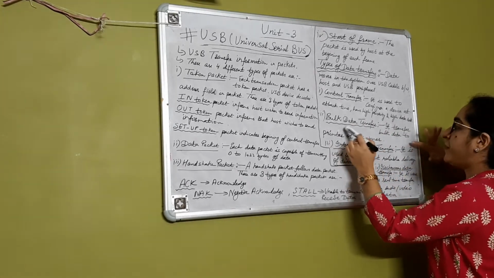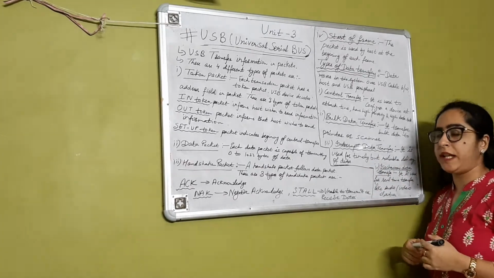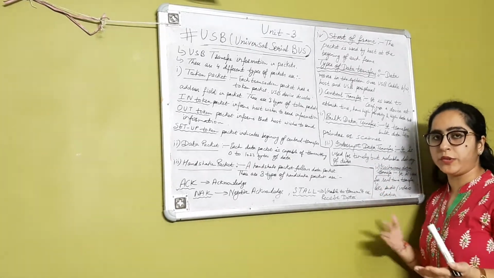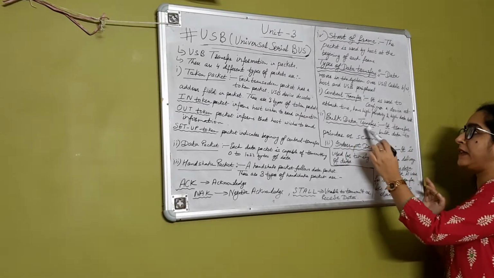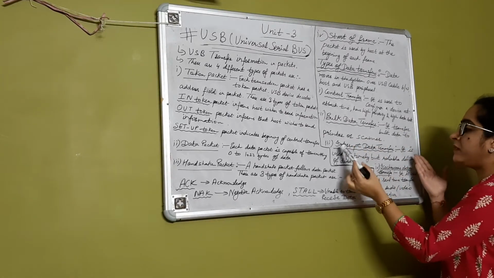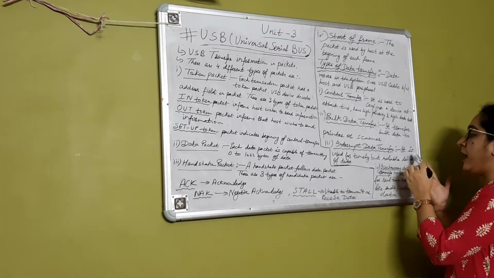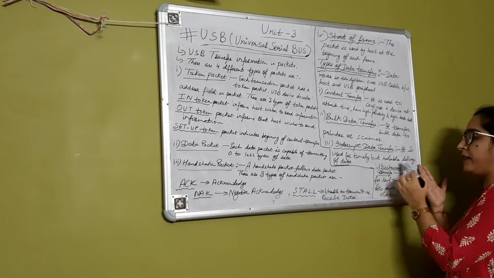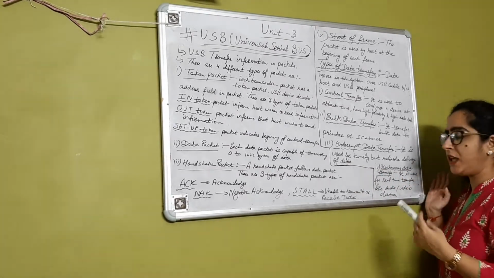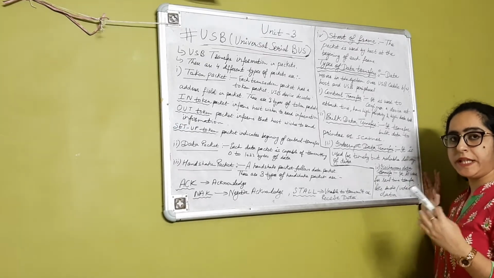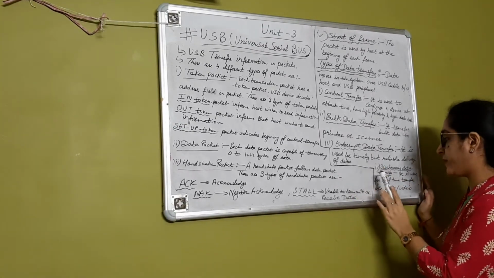Next is bulk data transfer. It transfers bulk data, like from a printer or scanner. If you want to transfer bulk data to the printer or scanner, then bulk data transfer is done. Then third is interrupt data transfer. Interrupt data transfer is used for timely but reliable delivery of data. To deliver the data reliably, there should not be any problem in delivering the data. For that, interrupt data transfer is used.